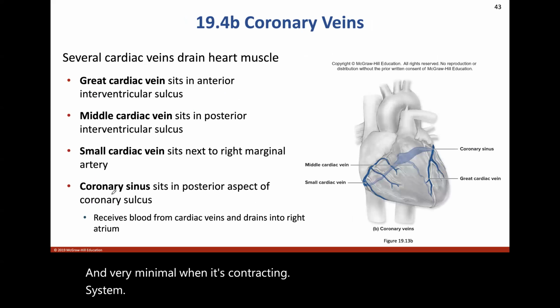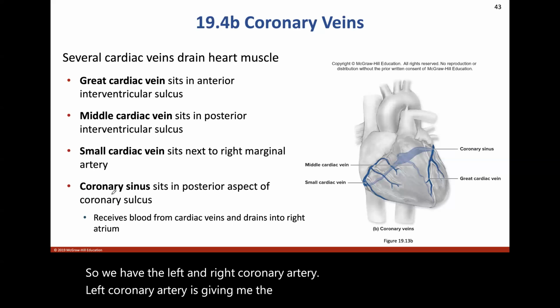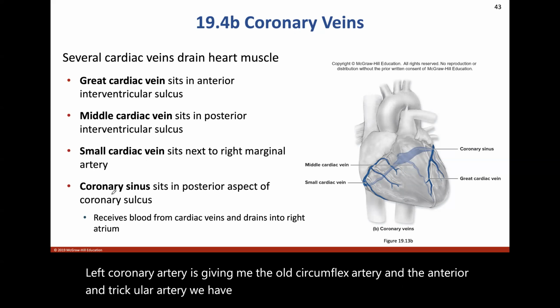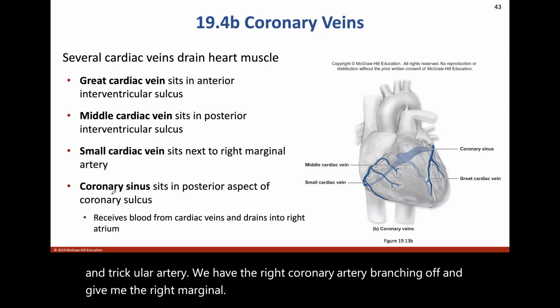So we have the left and right coronary artery. The left coronary artery is giving me the circumflex artery and the anterior interventricular artery. We have the right coronary artery branching off and giving me the right marginal and the posterior interventricular artery.